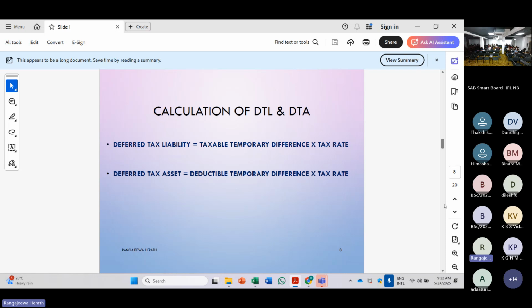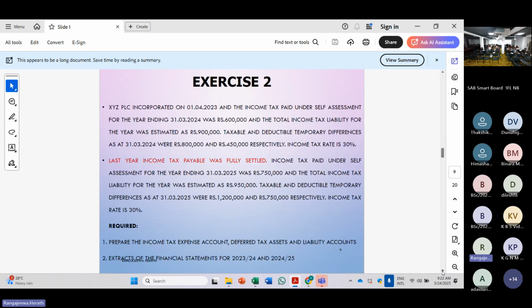So how do we get that deferred tax liability? Taxable temporary difference into tax rate. Deferred tax asset, deductible temporary difference into tax rate. Right. Now we'll take exercise 2. Again, it is a newly incorporated business, so we don't have an opening deferred tax asset or liability. XYZ was incorporated on 1st April 2023, and the income tax paid under self-assessment was 600,000, and the total income tax liability 900,000.